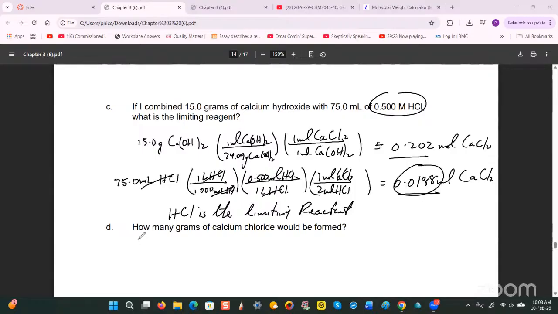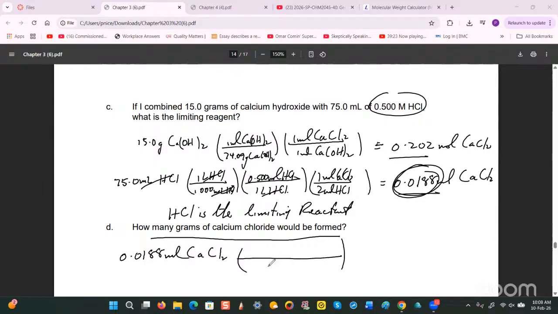Okay, the D part is asking how many grams of calcium chloride do we form? But that's easy. All we have to do is take the lower number here, which is 0.0188 moles of calcium chloride. And we have to convert that to grams. So that means we need the molar mass. So we're going to put 1 mole of calcium chloride down here. And above, we're going to put the molar mass of calcium chloride.